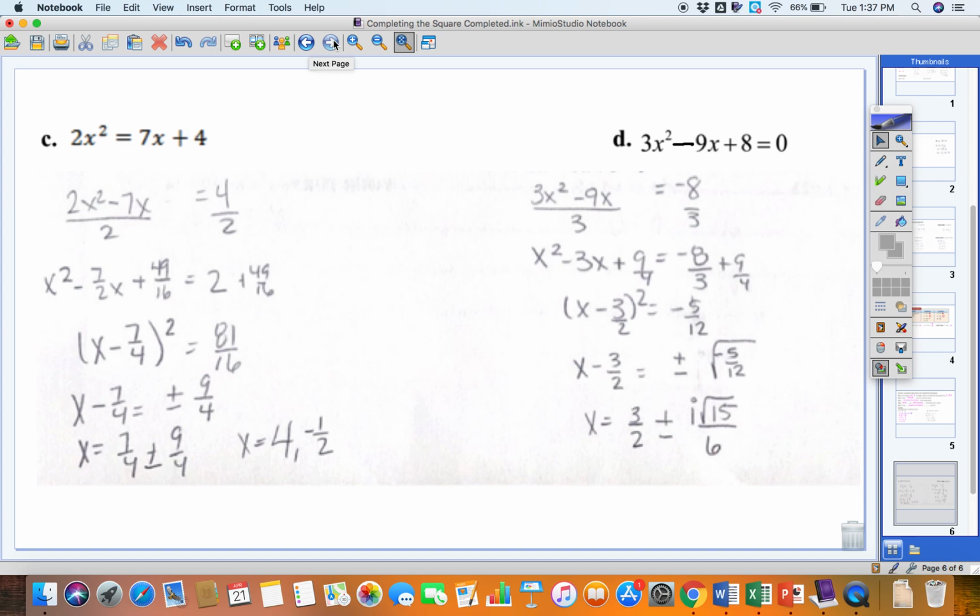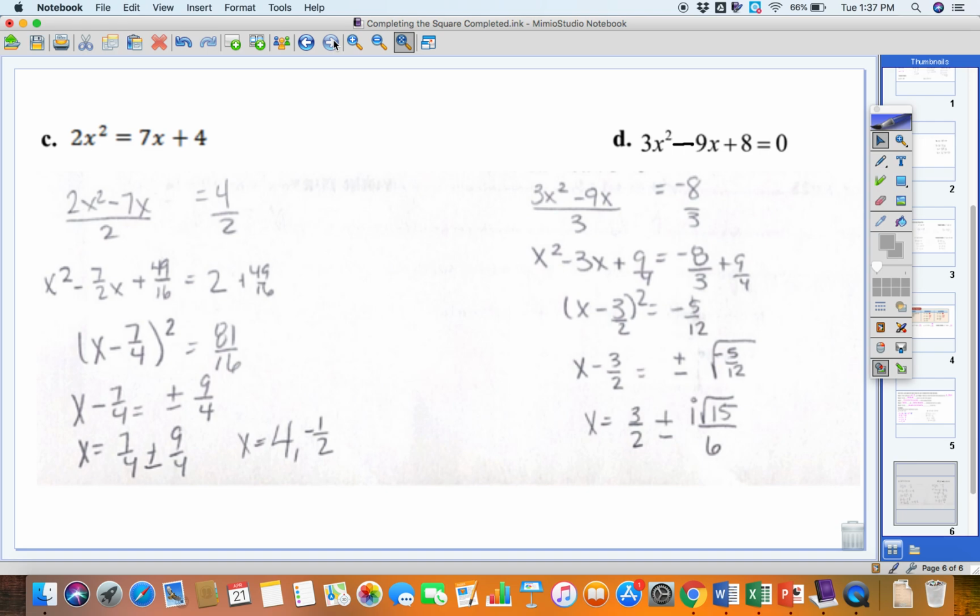These both have an a value other than 1. So what I technically do is I go ahead and put the variables on one side together and the constant on the side by itself. And then I divide by the whole number. It doesn't matter as long as you divide each term by your a value.